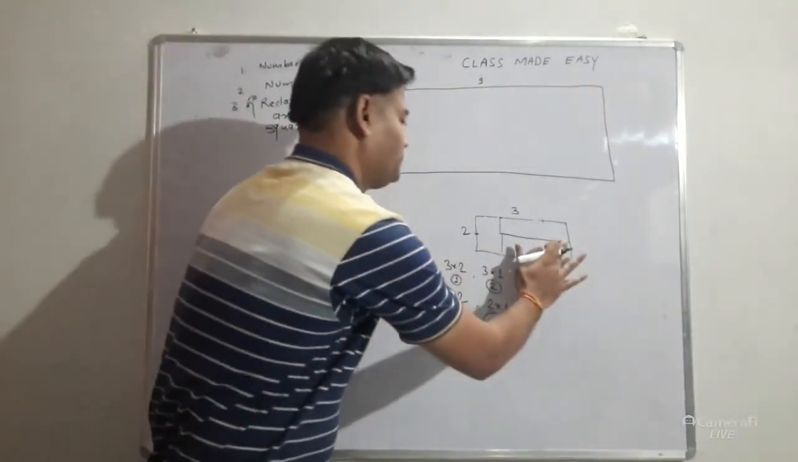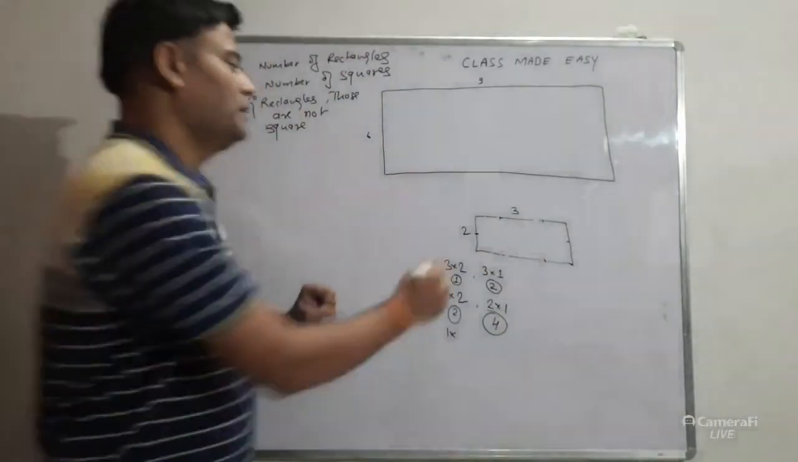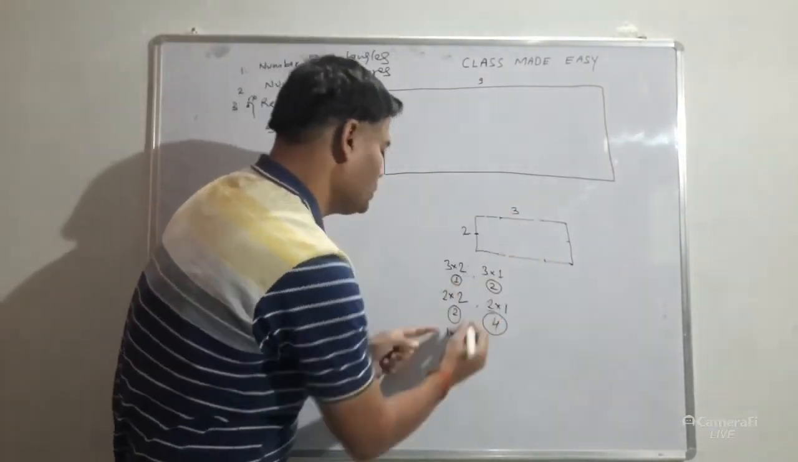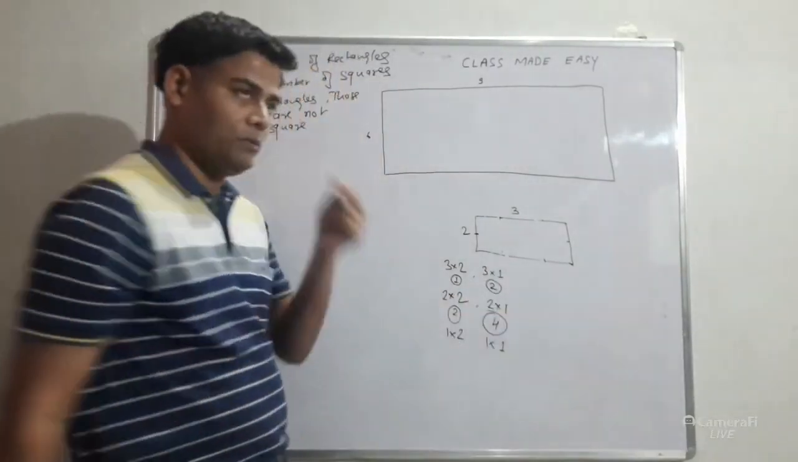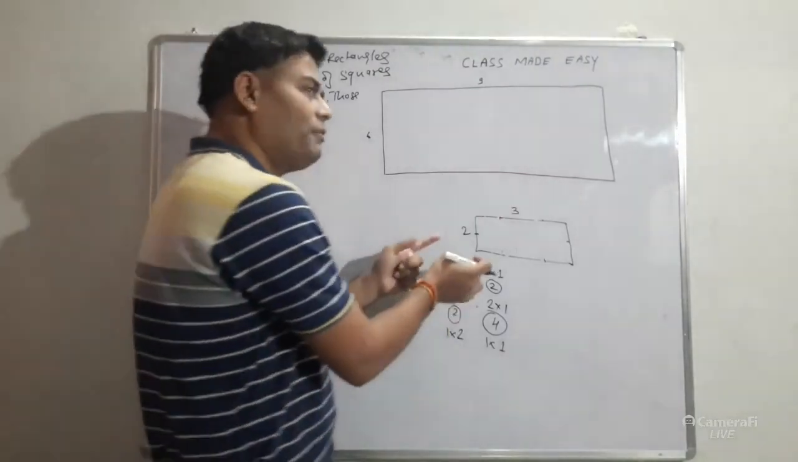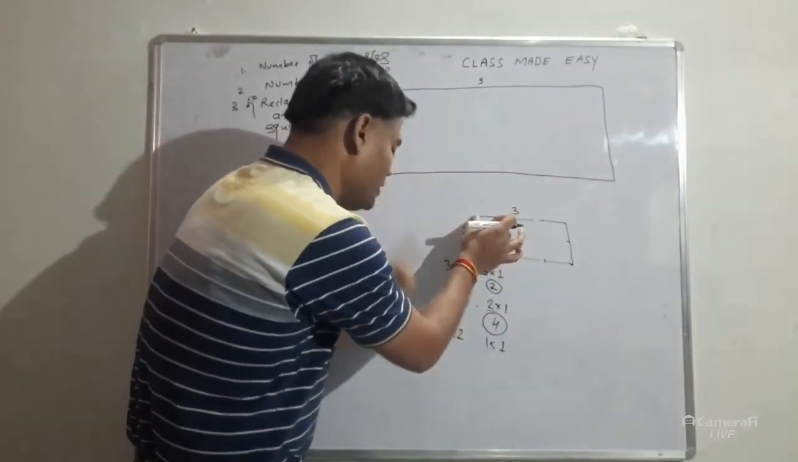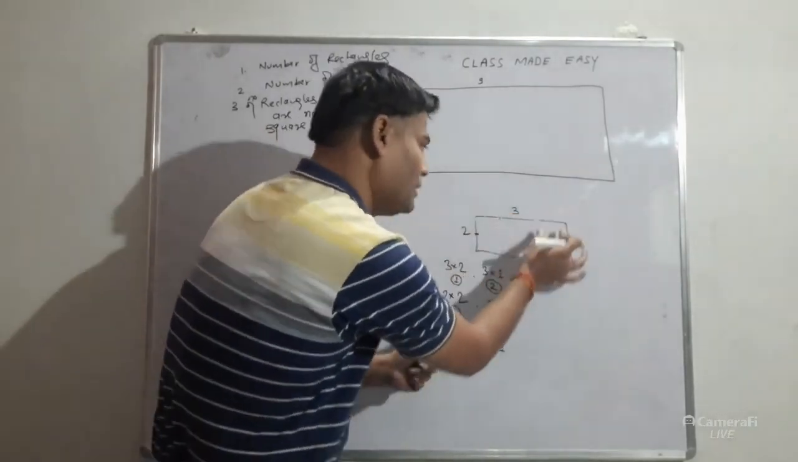Length is 1. Okay, students. So length is 1. So by 1 you can make how many rectangles? 1 by 2, the bigger one, and 1 by 1, the smaller one. Okay, so if you take 1 by 2, it is 1 by 2, 1 by 2, and 1 by 2.